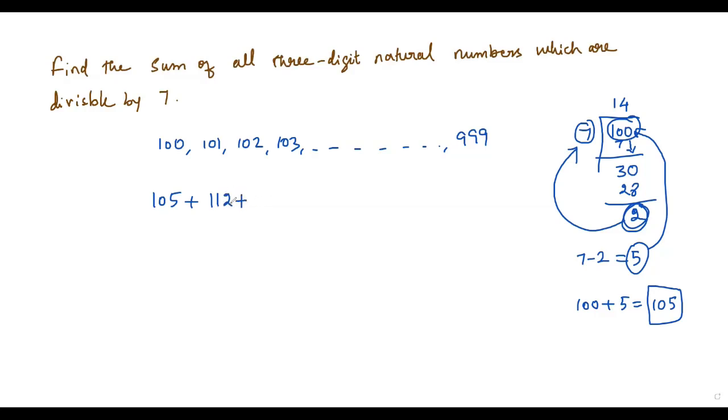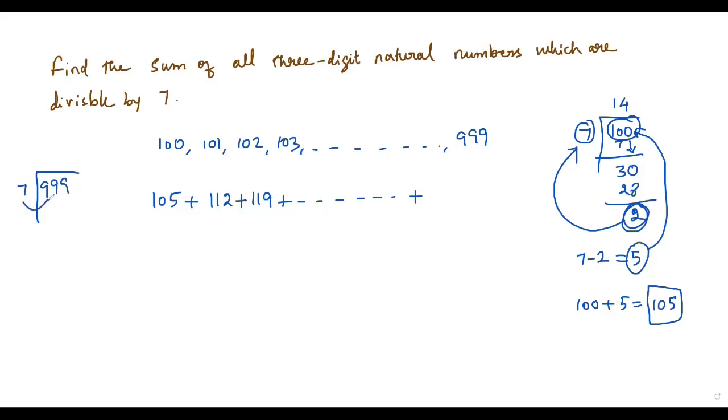So to get the next one, again I have to add 7 to this one. I'll be getting 1 and 19. So in this way it keeps going, and we have to find the sum. That's why I'm adding the 3-digit natural numbers which are divisible by 7. Okay, now my aim is to find the last 3-digit natural number. For that, let's take the last 3-digit natural number and divide by 7.